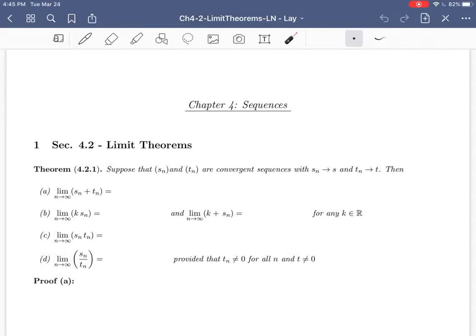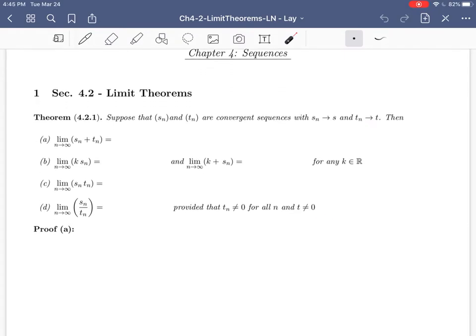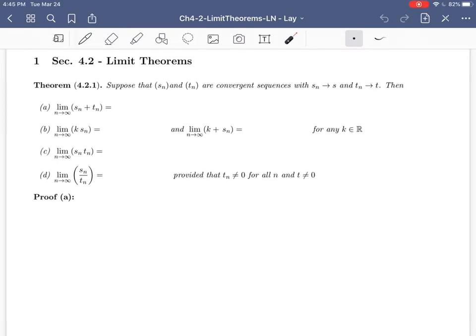Hey all, in this video we're going to take a look at some limit theorems. So we're going to get into section 4.2 and we're going to jump right into theorem 4.2.1.